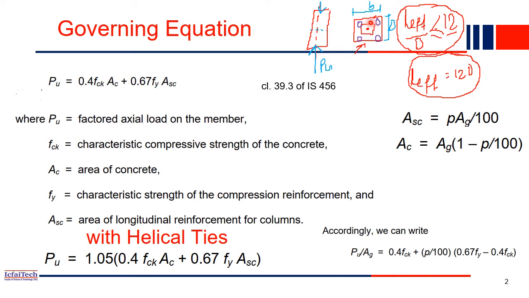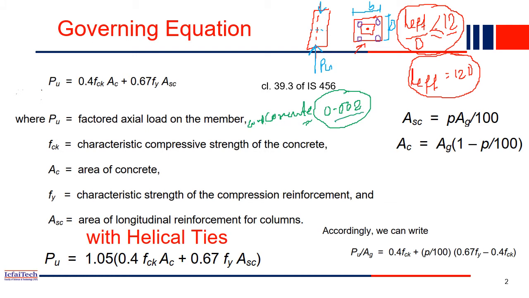If you recall, in the last lecture we discussed the assumptions of compression member design. In that, IS code 456 said the maximum failure strain in concrete in compression is 0.002. If you just remember this, we discussed it in the last class also. Concrete fails in compression at a strain of 0.002.